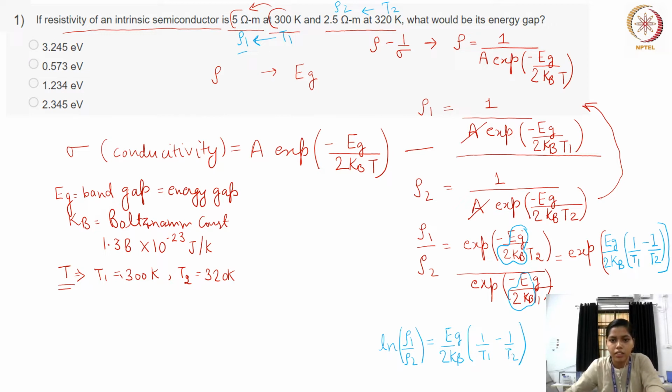and we can write it this way: twice of kB divided by 1 over T1 minus 1 over T2, into ln of rho 1 divided by rho 2, equal to the band gap value. So is it clear? You can write yes in the chat box if it is clear up to this point.